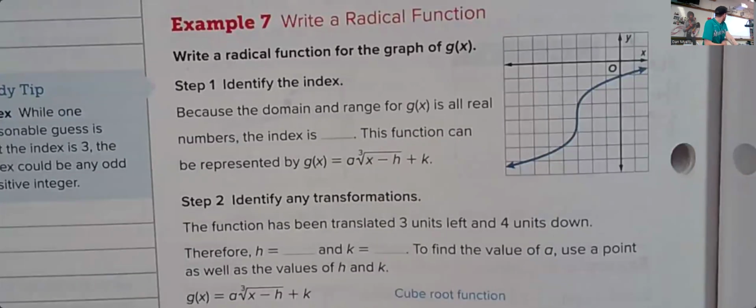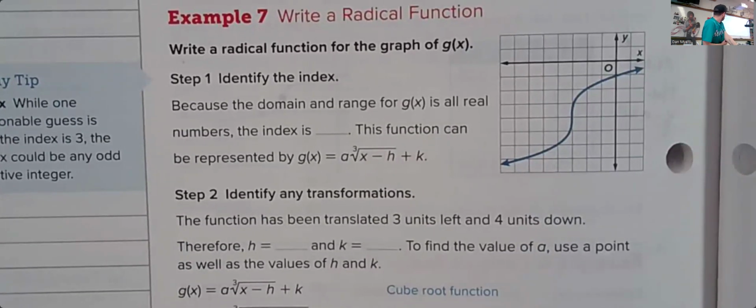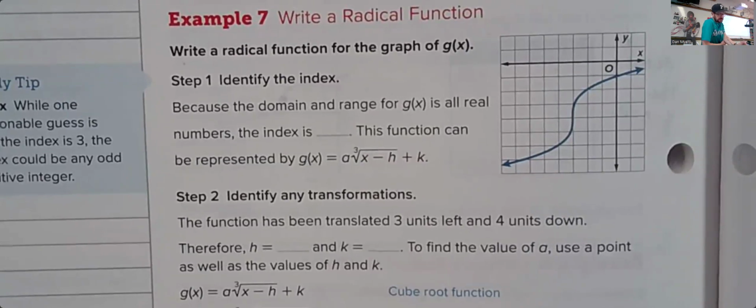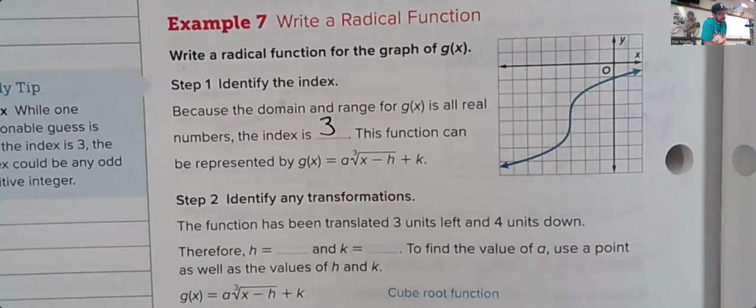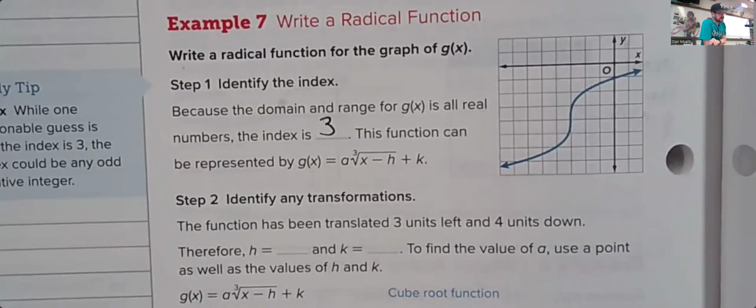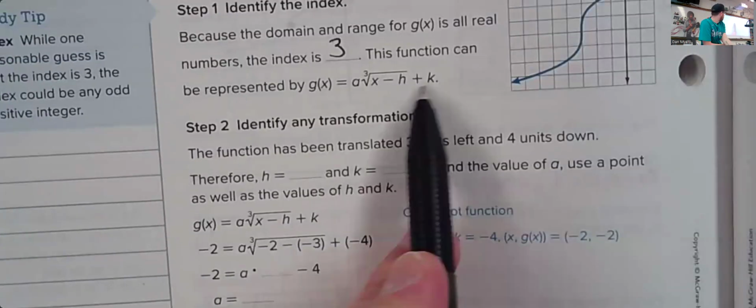So writing a radical function. We're going to have to write the function based on the graph. So first of all, we're going to identify the index, which is basically figuring out if it's a square root or a cube root. That should be a pretty easy part to do here, right? Is this square root or cube root? Cube root. Index is 3. Because it goes to positive infinity and negative infinity both on x and y. It doesn't have a starting point and then going, just a part of a curve. So this is the type of function we're going to be writing.